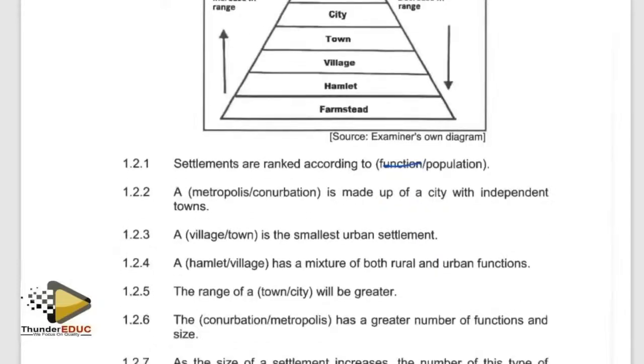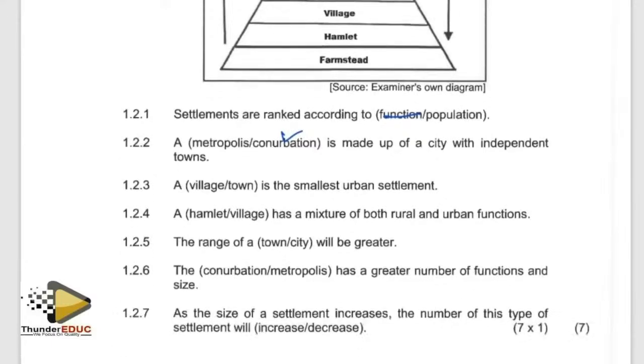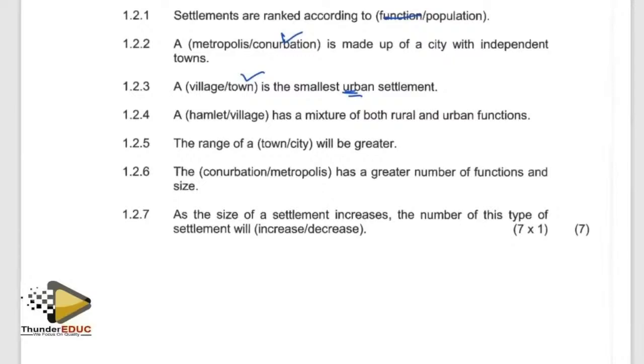A metropolis or a conurbation is made up of the city with independent town. A city with independent town, obviously, it becomes a conurbation. A village or a town is the smallest urban settlement. Urban. So, smallest of the urban can't be a village. Obviously, it becomes a town. The range of a town or a city will be greater. So, go with the city.